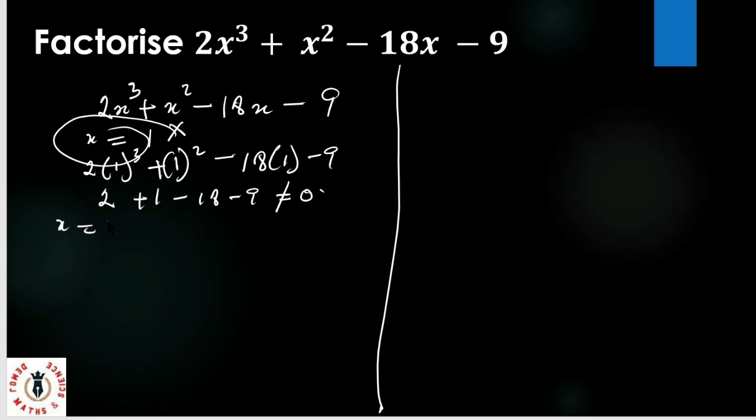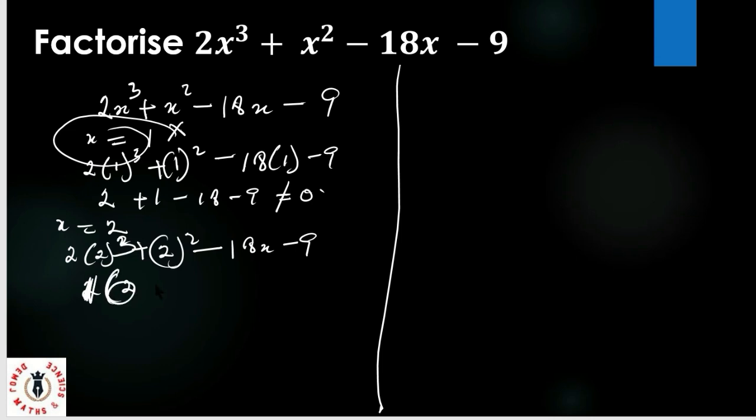Now let's test x equals 2. We'll use 2 into 2^3 plus 2^2 minus 18x minus 9. Now 2 into 2^3, that's the same thing as 16. 16 plus 4 minus 18 into 2, that's 36, minus 9. Obviously, this also is not equal to 0.